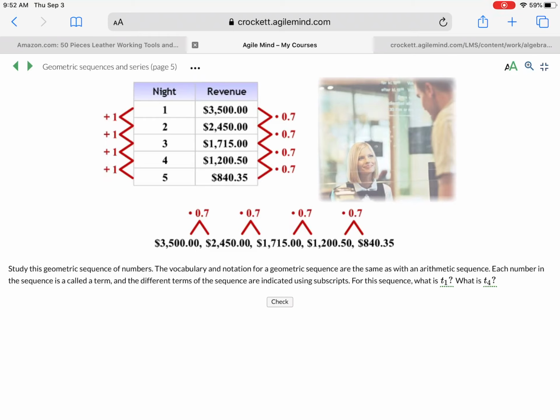Page 5. We're still on number 2. Number 2 has a lot of parts. It says, study the geometric sequence of numbers. The vocabulary and notation for a geometric sequence are the same as with an arithmetic sequence. Each number in the sequence is called a term, and the different terms of the sequence are indicated using subscript.